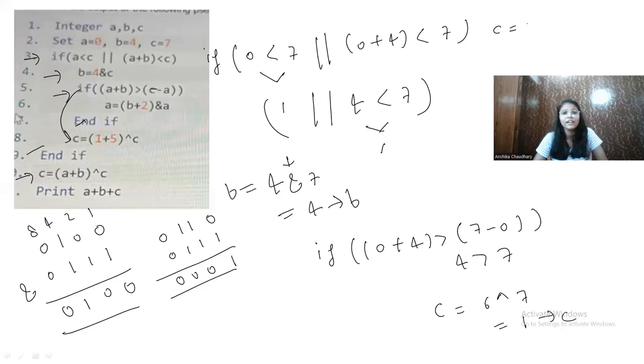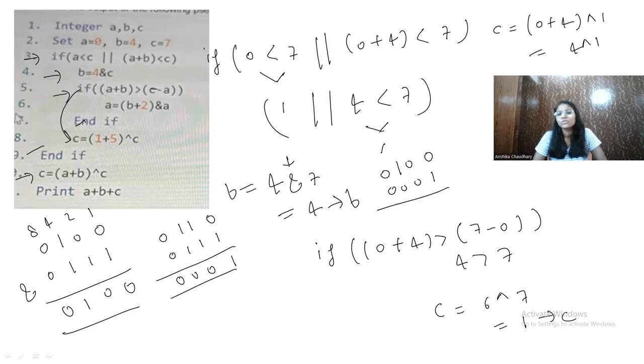I am updating here A plus B. A value was 0, B value was 4, XOR C. C value was 1. So it will become 4 XOR 1. So let's find out the XOR of 4 and 1. 0 1 0 0 is the binary code of 4, and 0 0 0 1 is the binary code of 1. So 0 1, both the values are different, so it will give us 1, and the rest 0 0 0. So it will become 5, right? So C value is now 5.